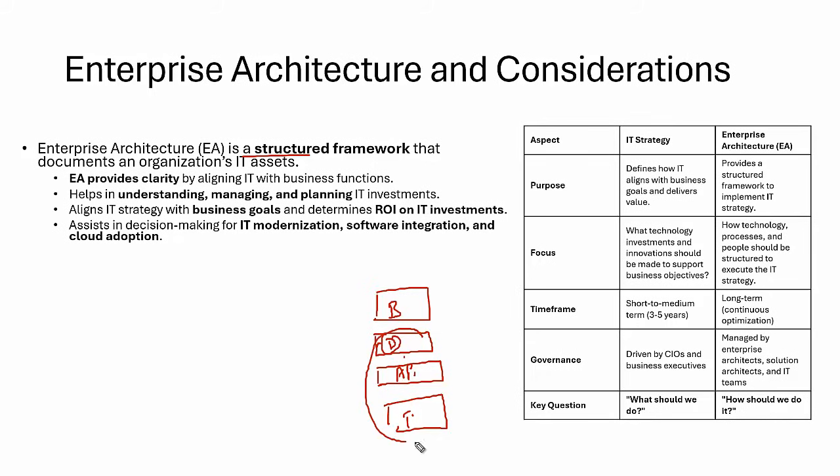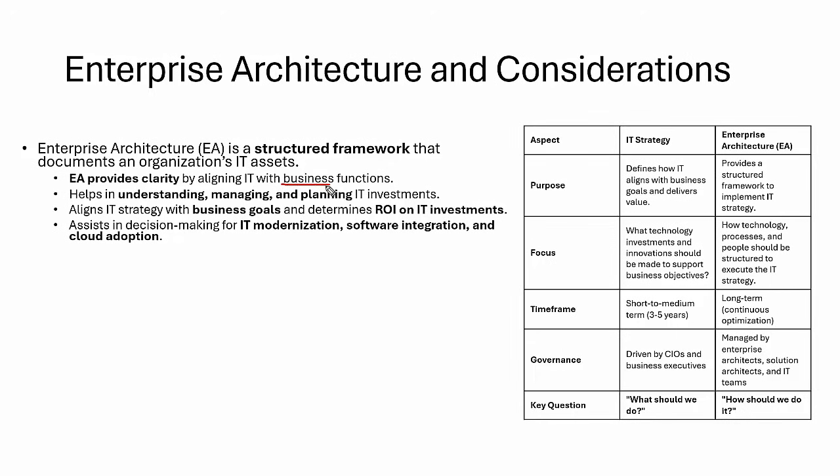So by organizing this architecture, I am able to create value instead of first buying a technology and then looking for which application can support that. No. So enterprise architecture provides the structured roadmap for implementing an IT strategy efficiently. Is it clear? So enterprise architecture provides the clarity by aligning the IT with business function. It helps in understanding, managing, planning the IT investment, and also aligning the IT strategy with business goals. And it also assists in decision making for IT modernization, software integration, cloud adoption.